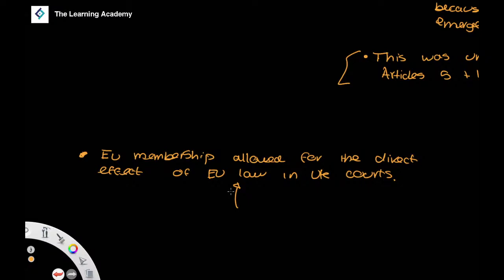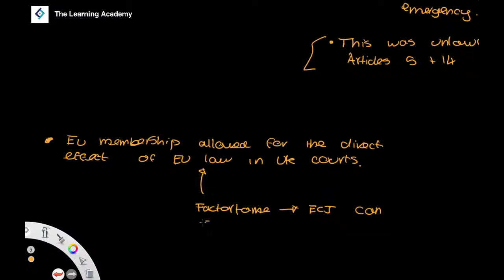Okay, so let's talk about the Factortame case. I'm not going to go through the legal facts of the case, because it's a little bit more complicated than the human rights examples. But basically the European Court of Justice, the ECJ, established a precedent that UK courts can suspend UK statute law where it appears to violate EU law.